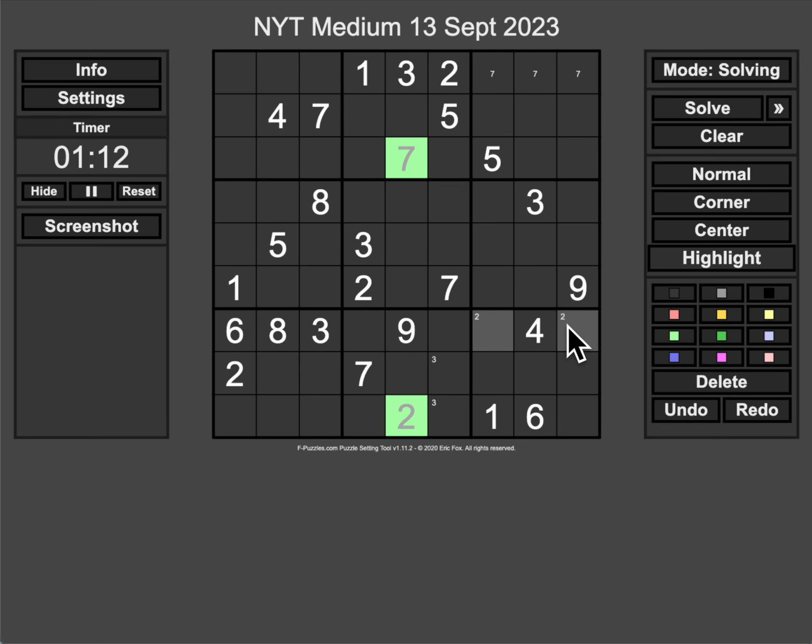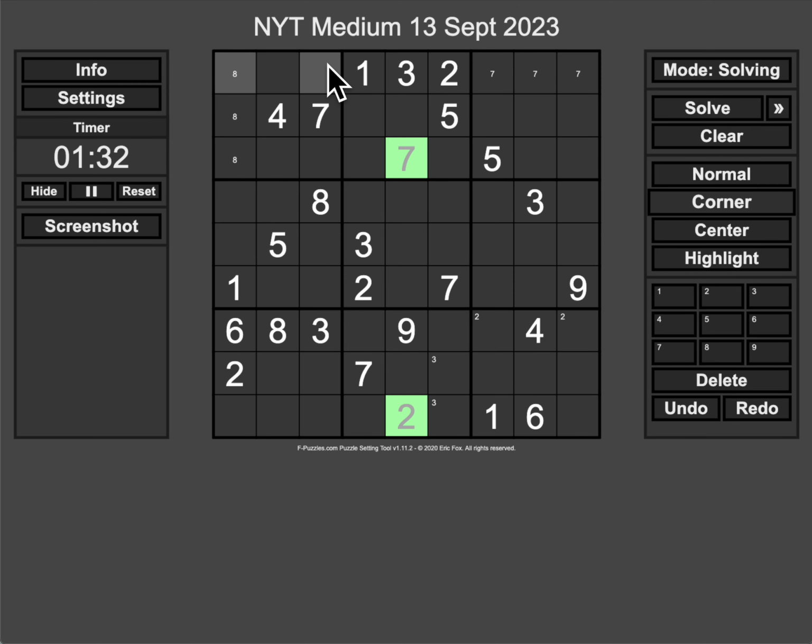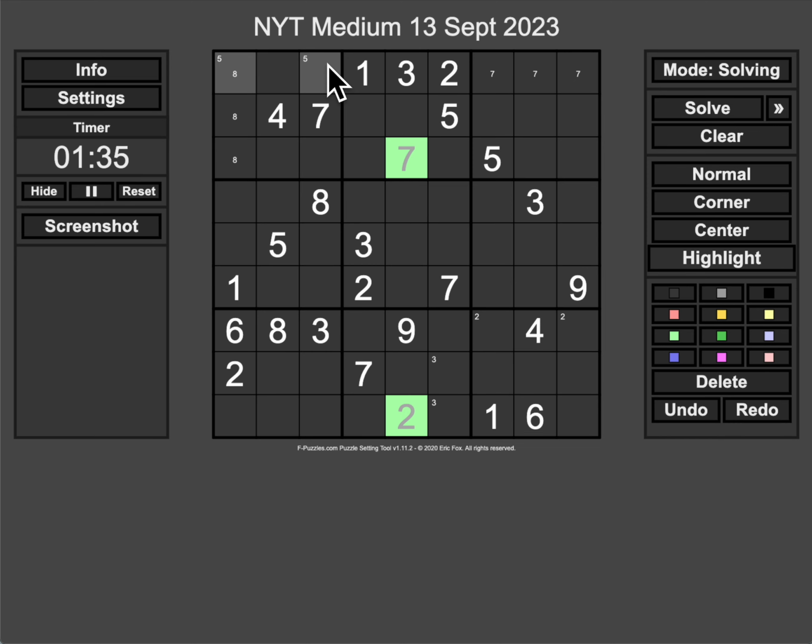The left third of the grid. 4, 7, 8, 5, 1, 6, 8, 3, 2. I can place an 8 maybe over here. That's as much as I get. Okay, top third of the grid is 5, and these 5s will force one of these to be a 5. No, this 3 and this 3 are not in the same third, so I can't really use that much.